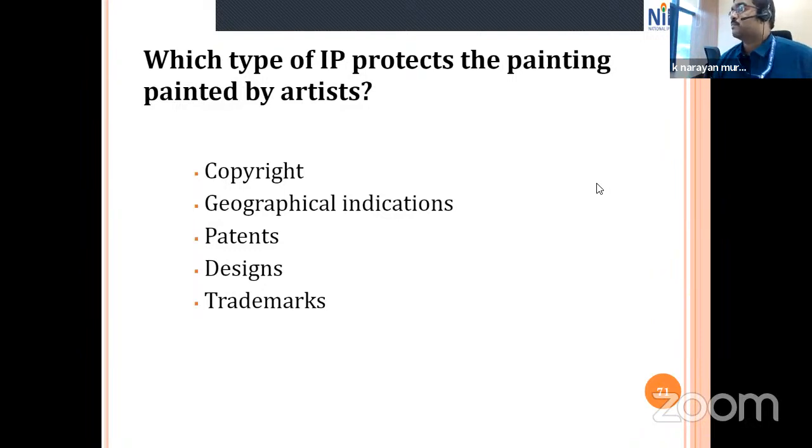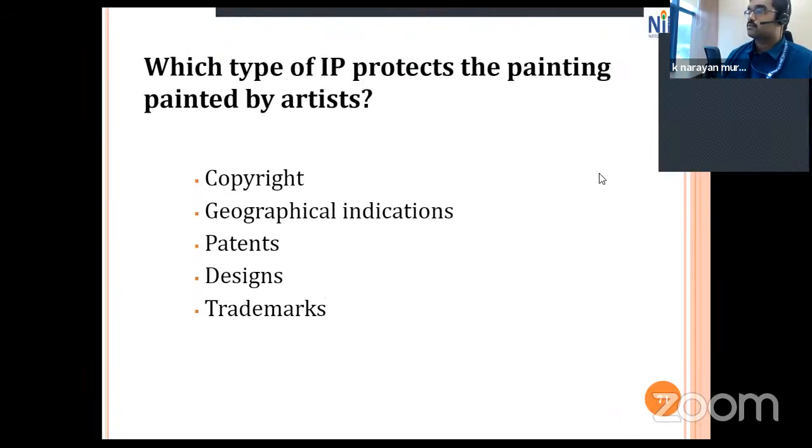As I told in the example of M.F. Hussain, M.F. Hussain has painted a new painting. So that would come under which IP right? Any answers in the chat box? Is it copyright? Is it GI? Is it patent?